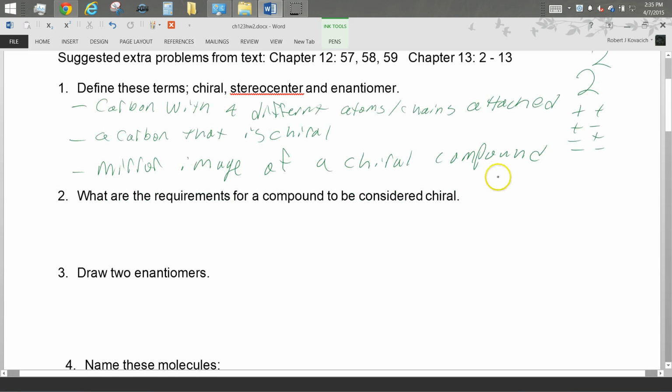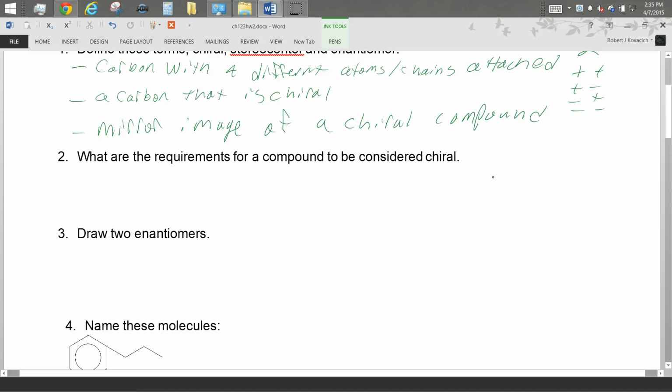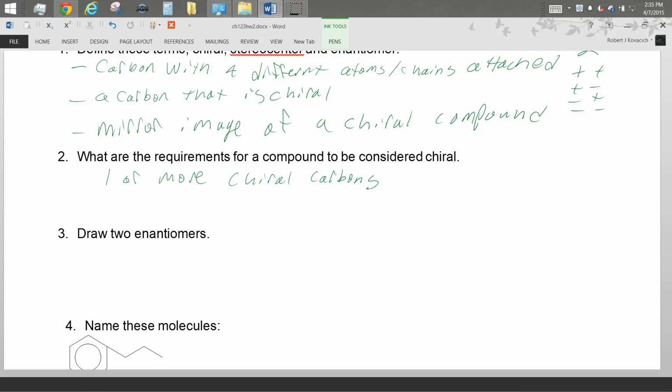So what are the requirements for a compound to be considered chiral? The chiral carbon makes the entire molecule chiral. It's not just that carbon that is chiral. Because there's a chiral carbon in it, now the whole molecule is considered chiral. That whole molecule has a mirror image of itself, or more than one, depending on how many there are.